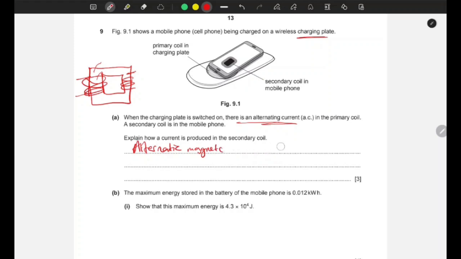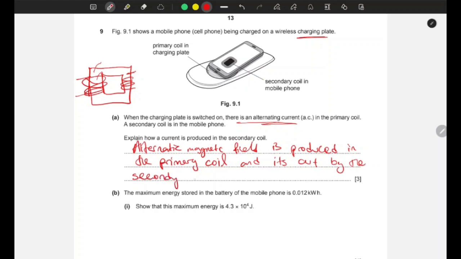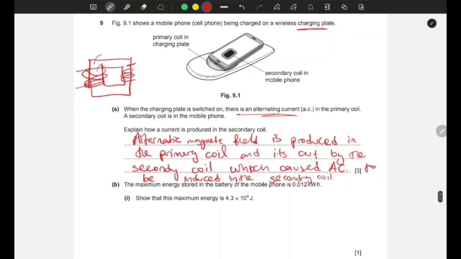Magnetic field is produced in the primary coil, and the magnetic field is cut by the secondary coil, which causes alternating current, or AC, to be induced in the secondary coil. So that's the answer for the 3 marks, but I don't know why they made the space so small.